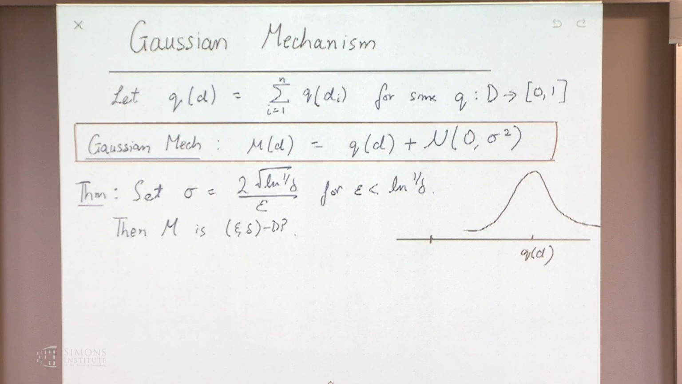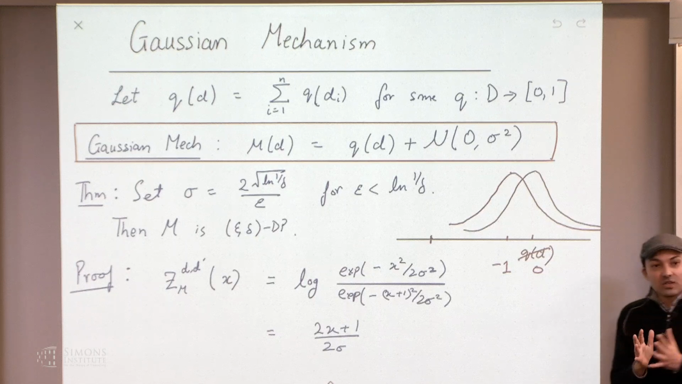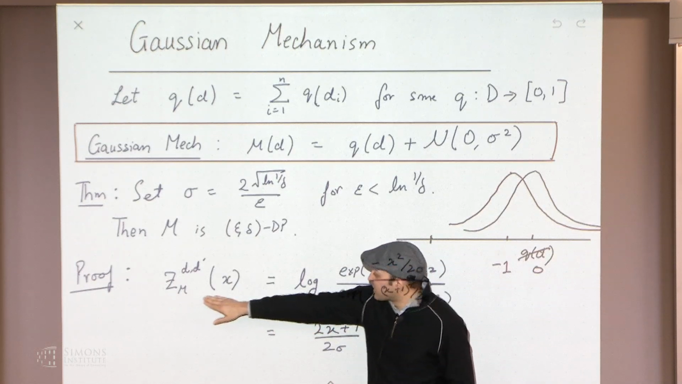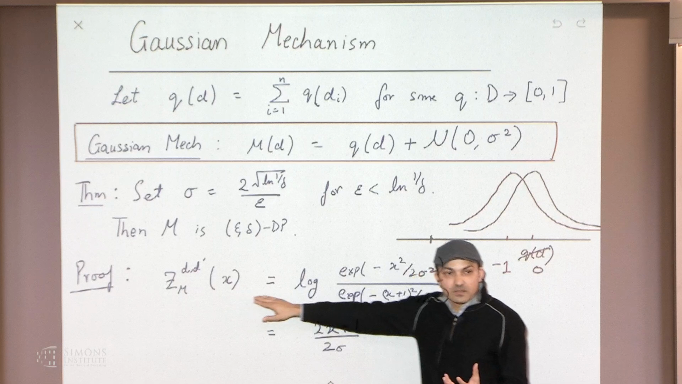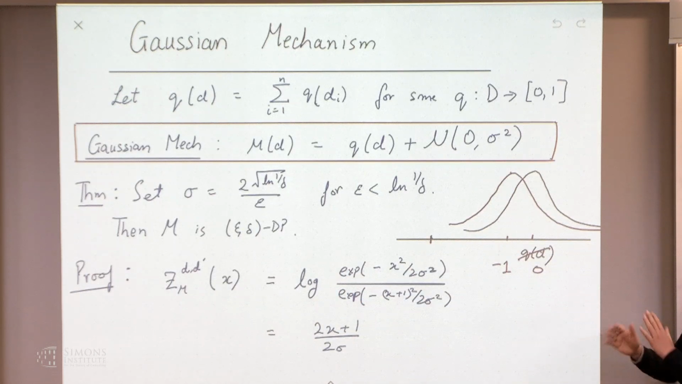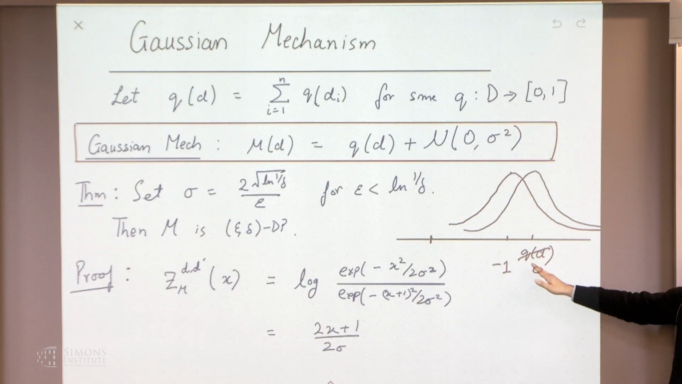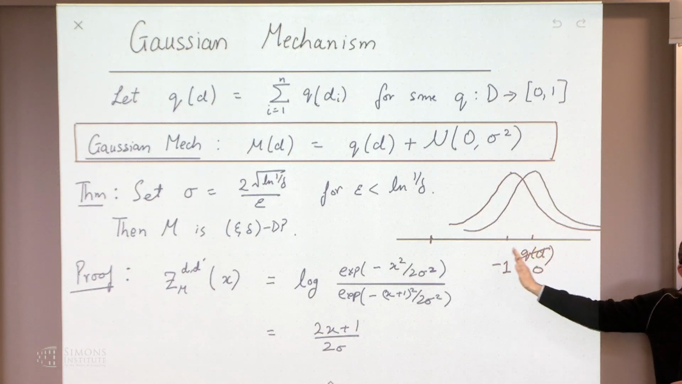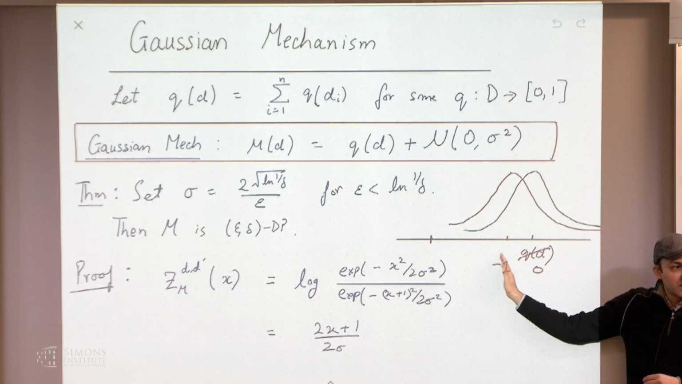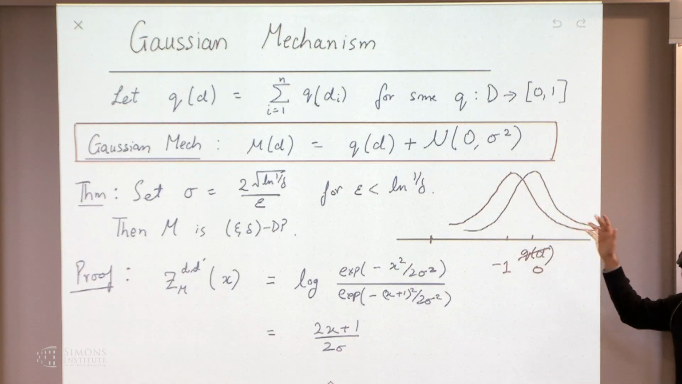Okay, let's prove this. So first let's go back to our privacy loss random variable. The privacy loss random variable at some point x is a real number now. Okay, so let's just shift things around. Without loss of generality, assume that q of D is 0 and q of D prime is -1. This mechanism is kind of translation invariant, so this is without loss of generality.